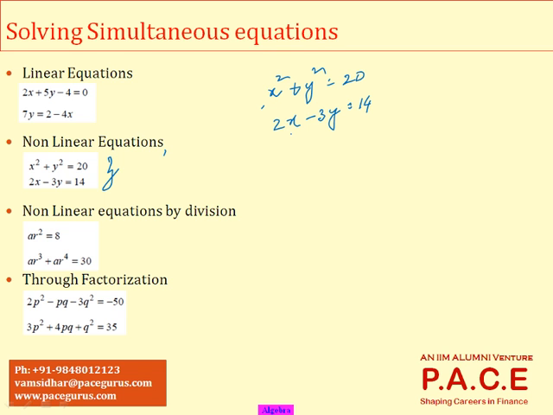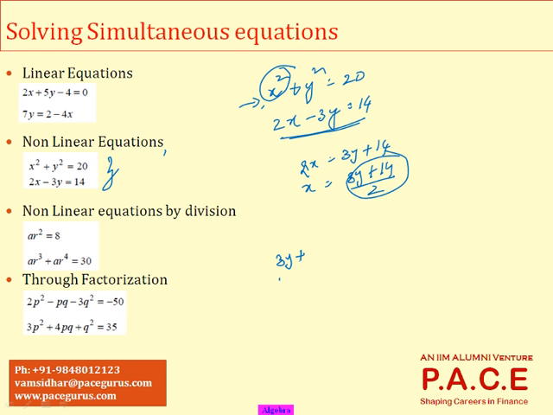Now, the better thing is to establish x or y in terms of the other from the linear one, not from the squared one. So you write 2x equal to 3y plus 14 and x equal to (3y plus 14) by 2. Now take this value of x and put it here. (3y plus 14) by 2 whole squared plus y squared equal to 20.